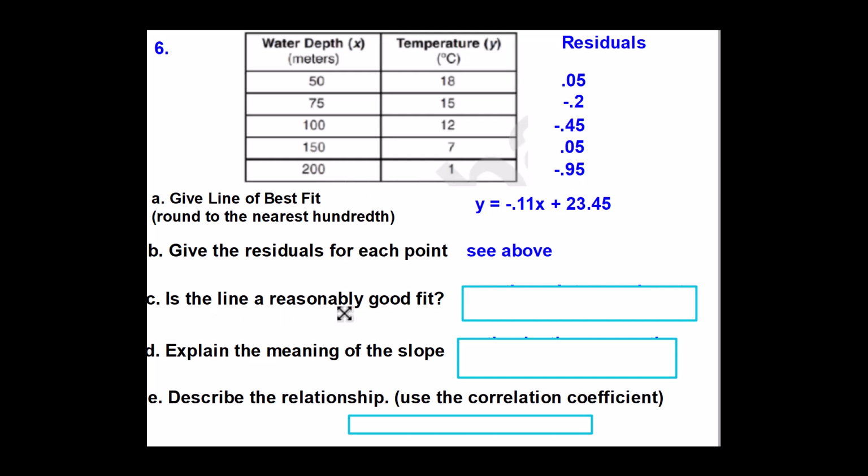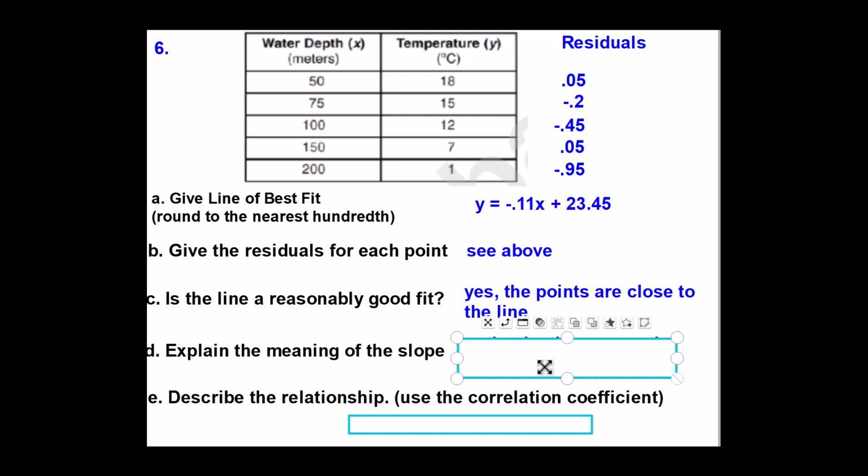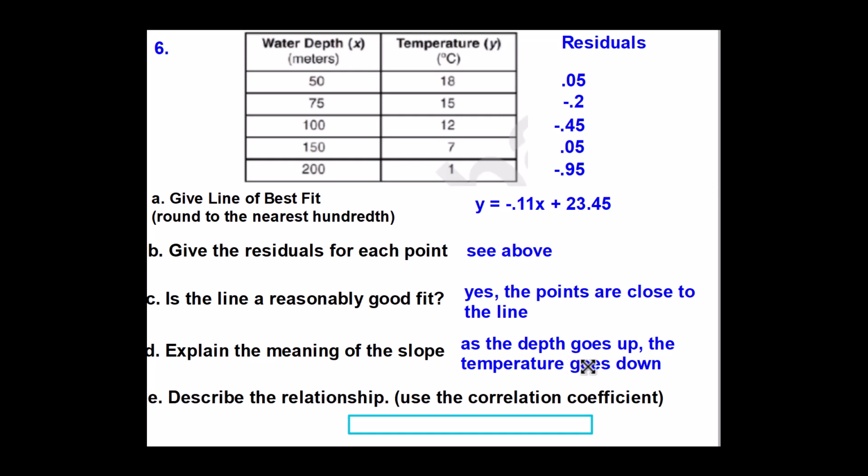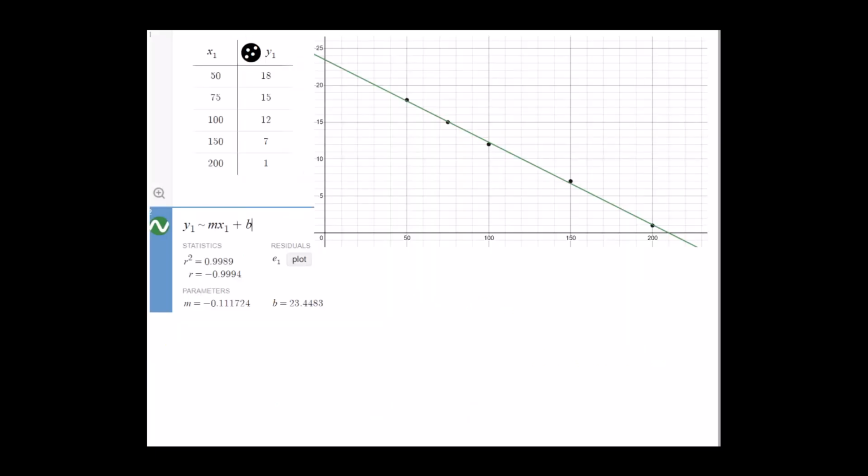Is the line a reasonably good fit? You can look at your R, and yes, the points are close to the line. You can look at the graph. Explain the meaning of the slope. As the depth goes up, the temperature goes down. The slope is negative 0.11, or 11 hundredths. Describe the relationship using the correlation coefficient. It is a strong negative correlation. Again, it's very close to negative 1, so it's a strong negative.